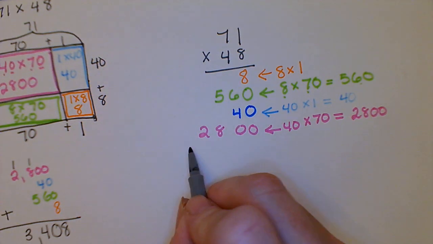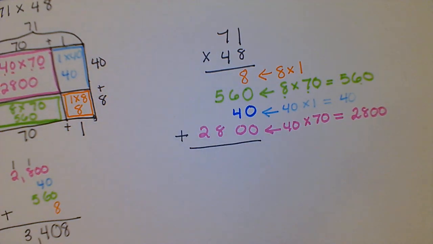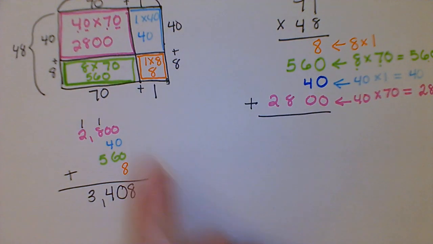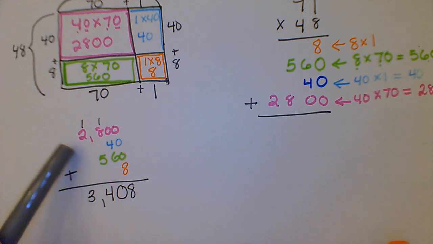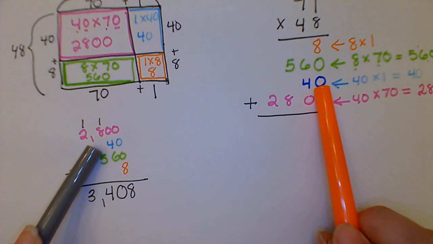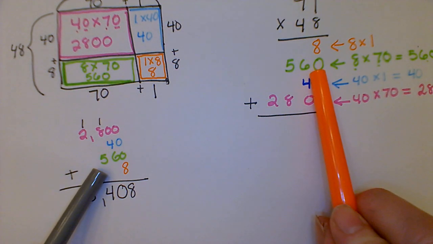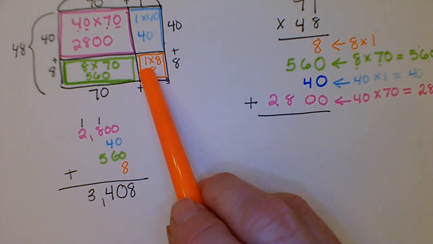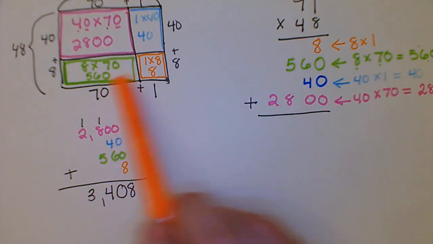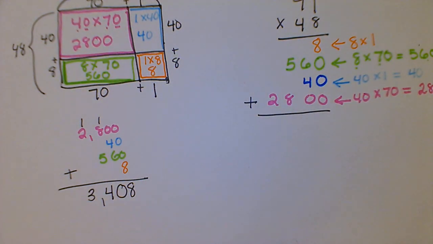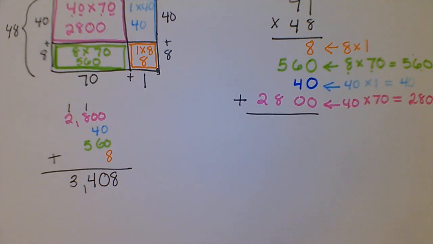And now I can go ahead and do the addition part. What you should be noticing is that we have the same exact thing going on. Remember, I pulled all these out and put them down here. Well, look, we have 2,800, 2,800, 40, 40, 560, 560, 8, 8. Do you see how they just line up? You could say this is this, this is this, this is this, and this is this. I hope you're seeing how they're lining up and how they're related.